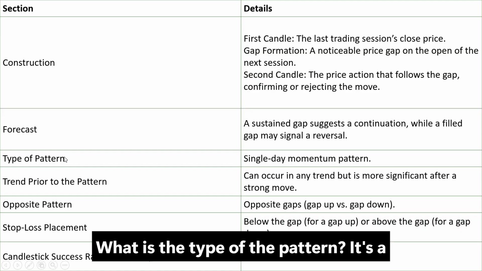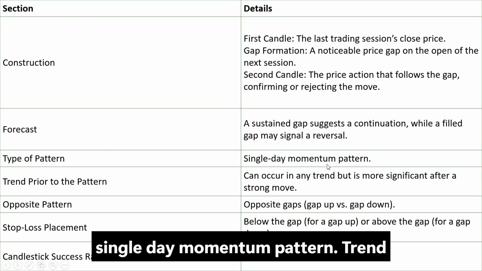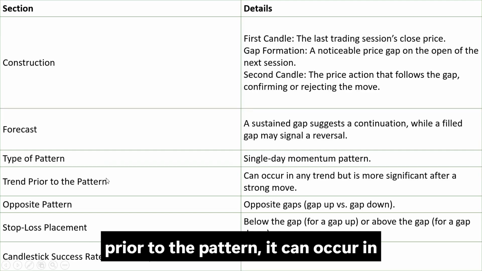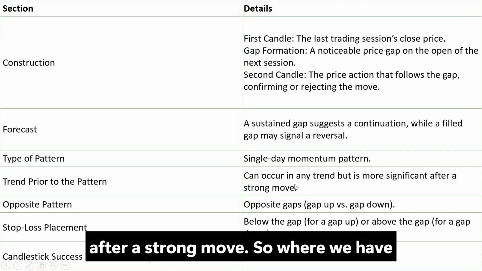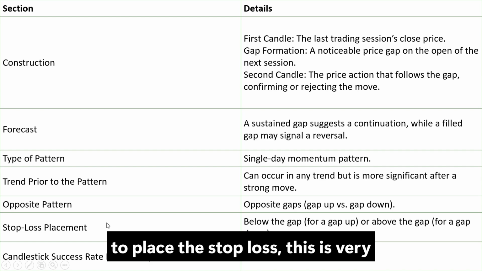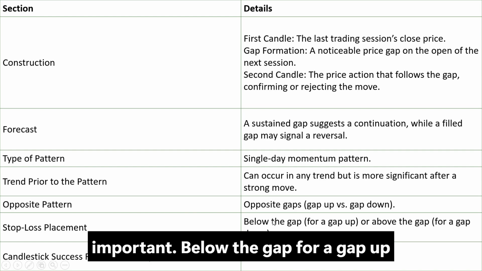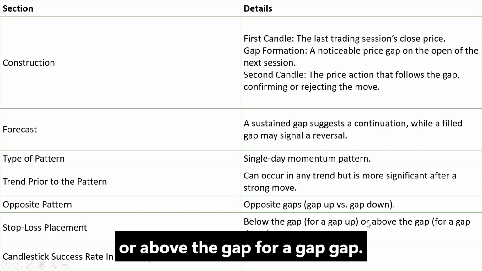What is the type of the pattern? It's a single day momentum pattern. Trend prior to the pattern: it can occur in any trend, but it is more significant after a strong move. So where do we have to place the stop loss? This is very important. Below the gap for a gap up, or above the gap for a gap down.